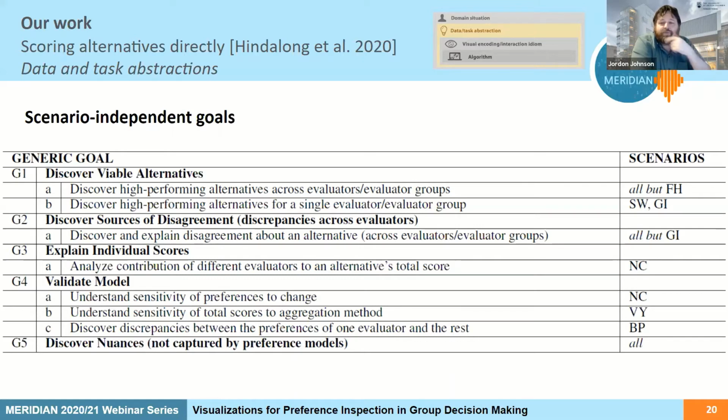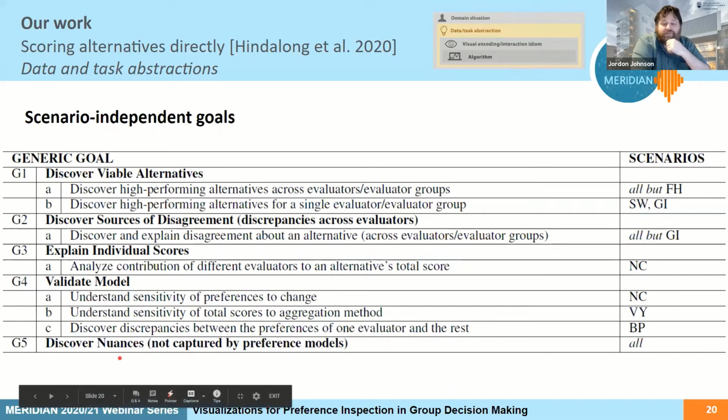For task abstractions, we want to go a little deeper. Before we can come up with abstractions for specific tasks, we need to find those tasks. But in order to get those, we need to find some scenario-independent goals, so goals that apply to group decision-making as a whole. There were 5 of them identified. First, to discover viable alternatives, obviously. To discover sources of disagreement. To be able to explain individual scores. To validate the preference models. And finally, to discover nuances that aren't captured by the current preference models.